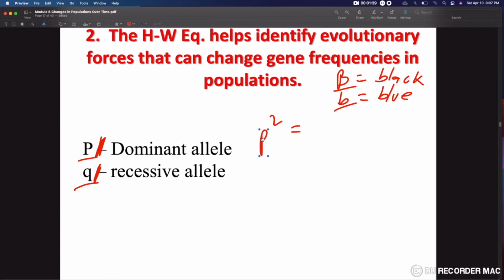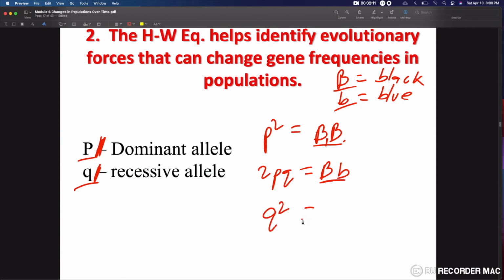Now, what do we mean by 2pq and p squared? Sorry, p squared is the ratio of your homozygous dominant genotype, the black, the dominant genotype. And the 2pq represents the frequency of your heterozygous genotype, still phenotypically black, but it is the heterozygous genotype. And your q squared represents your homozygous recessive genotype. Is that okay for us?